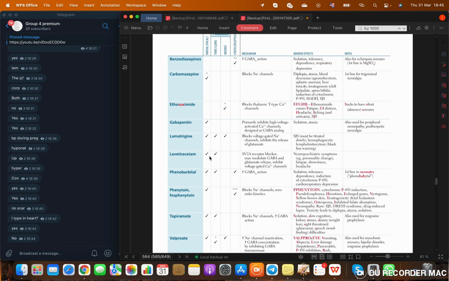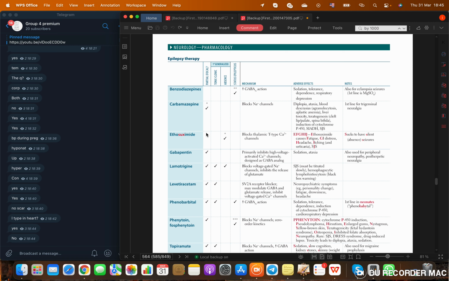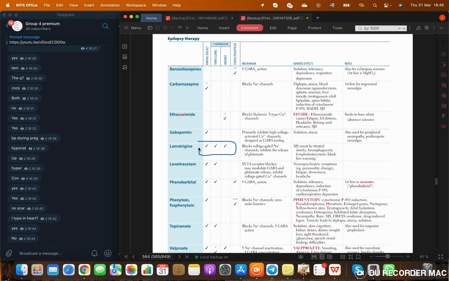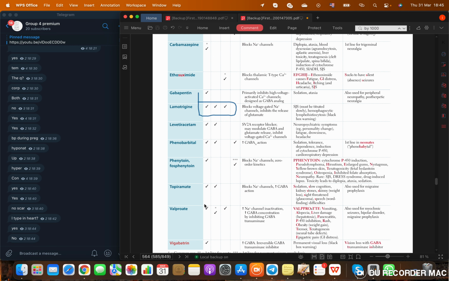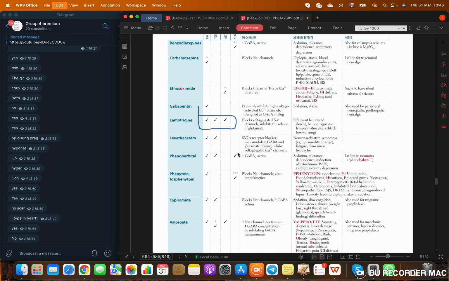can treat a lot of seizures. I want you to notice something. Any medication that affects more than 3 types of seizure is considered to be a wide spectrum type of medication. Okay, so let's take a look.